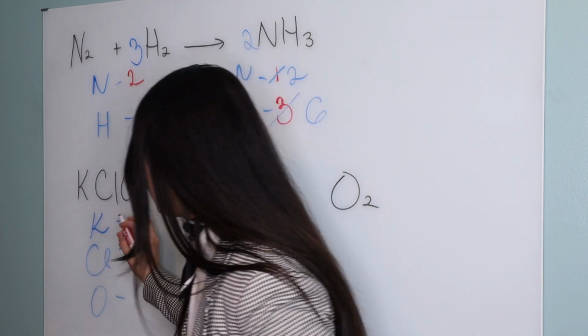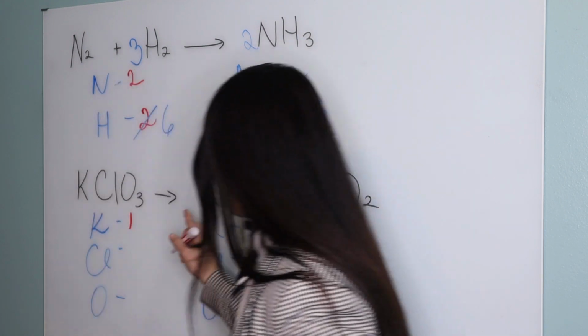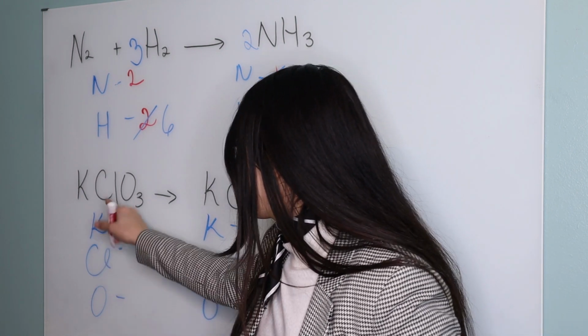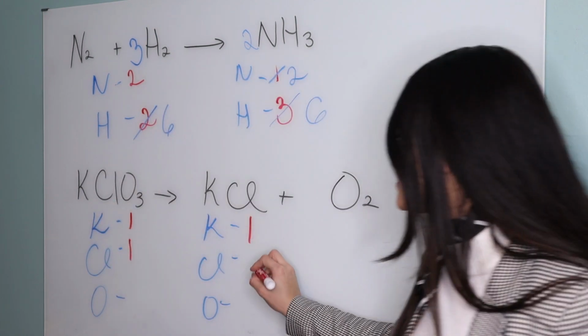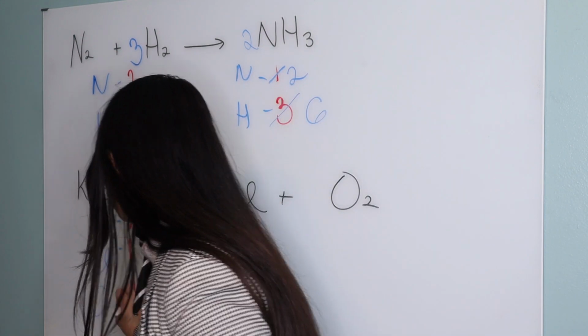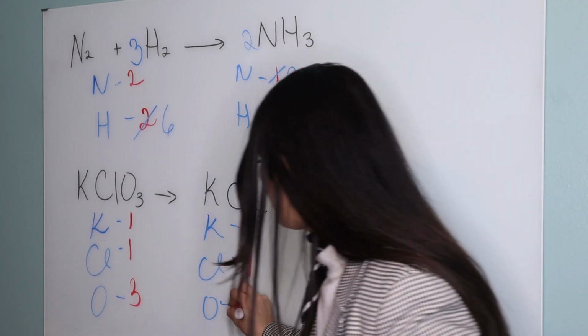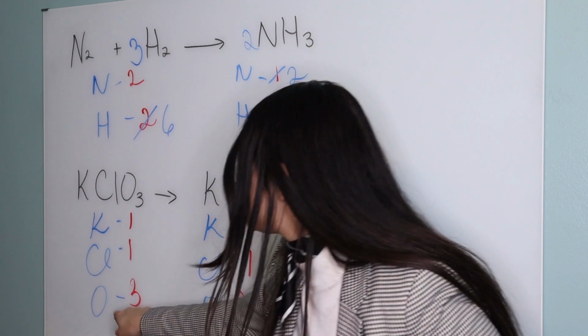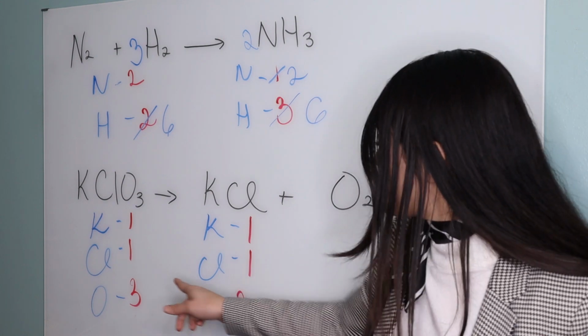So for potassium on the reactant side, just 1. On the product side, just 1. Chlorine on the reactant side, we have 1. On the product side, we have 1. Oxygen in the reactant side, we have 3. In the product side, we have 2. So what we're seeing here that is different is the oxygens. So we have 3 versus 2.